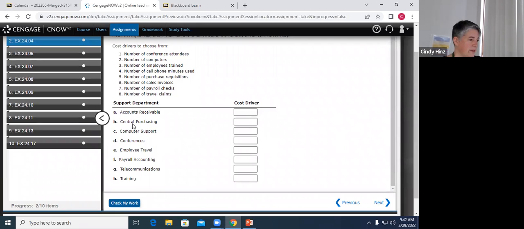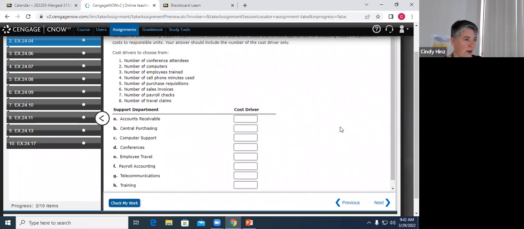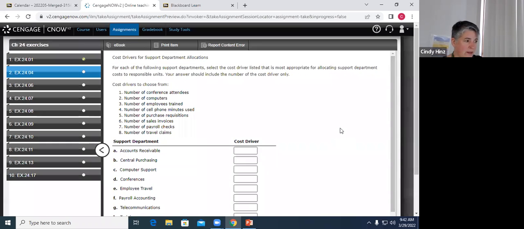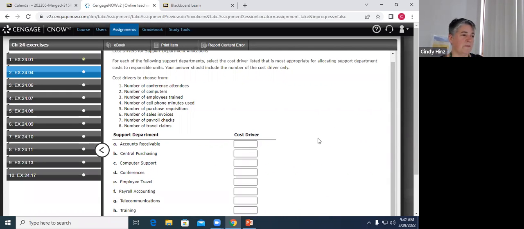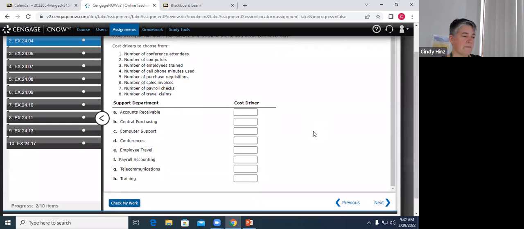So we have a list of 8 support departments, and we have 8 cost drivers to choose from. And it doesn't say whether we can reuse them. My gut instinct is that we should assign 1 to 1, and our answer is simply going to be the numbers 1 through 8. So I think it'll be easier if we just start with letter A, accounts receivable, and look at those cost drivers, number 1 through 8.